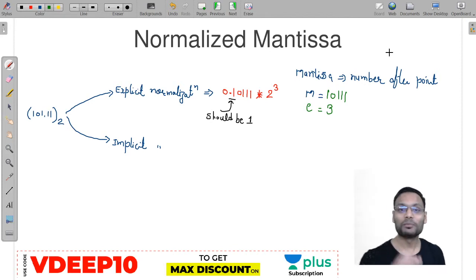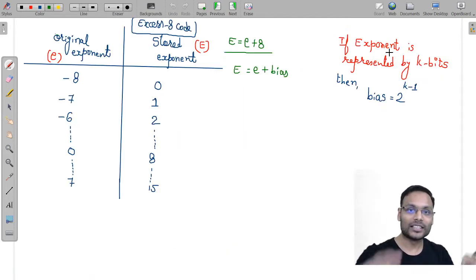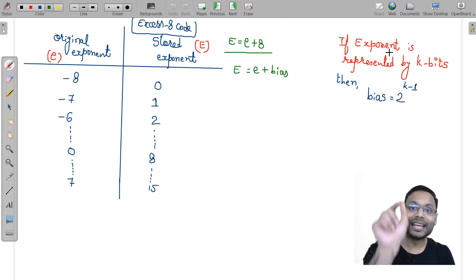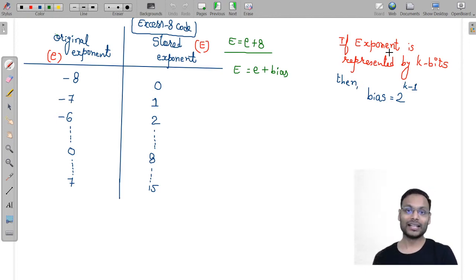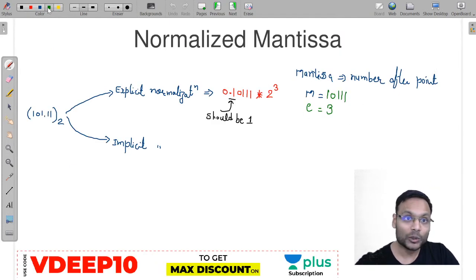No, I am not going to store 3 in the memory. Look at this, I have been singing this song in front of you for so long. I don't store small e, the original exponent, as it is. First I add bias to it and after that I store, right? So from here I need to calculate capital E, which is nothing but small e, the original exponent, plus bias.